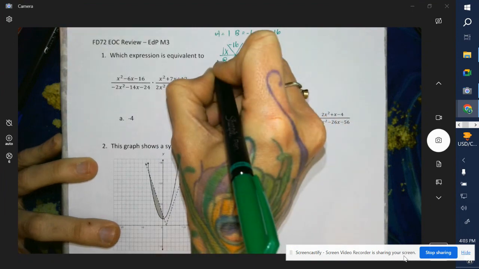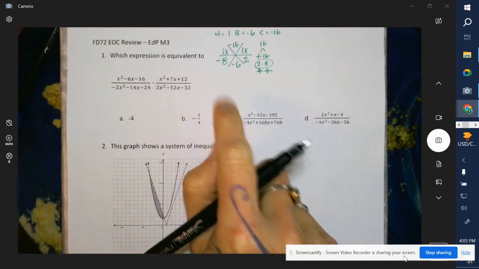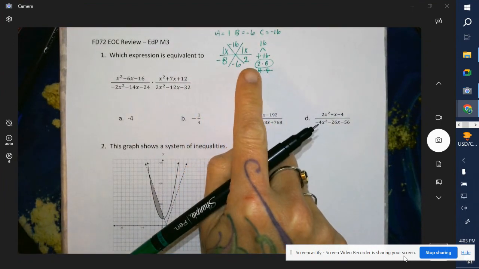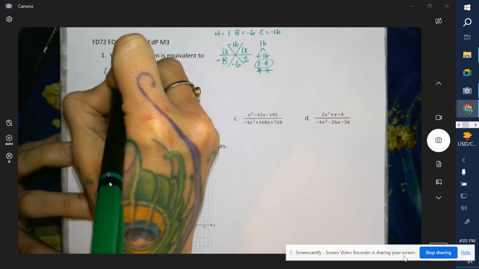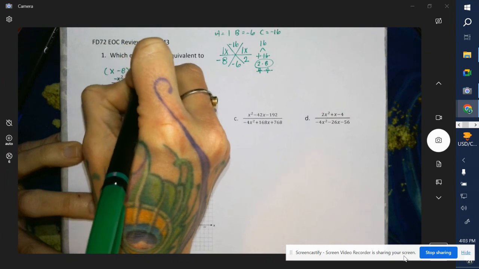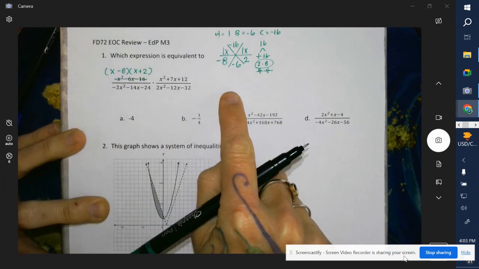So we're going to go with our 2 and 8. That 6 is negative, so our biggest number is going to be negative. If I owe you 8 and I want to owe you 6, I'm going to pay you 2, so that's going to stay positive. So that means we can get rid of this guy, and that becomes x minus 8 and x plus 2. I'm just going to work across the top.